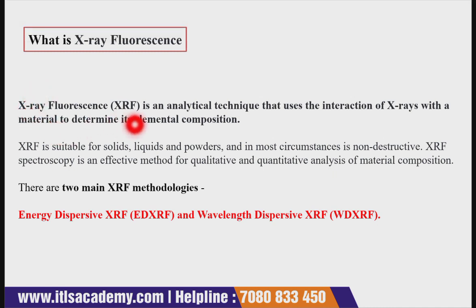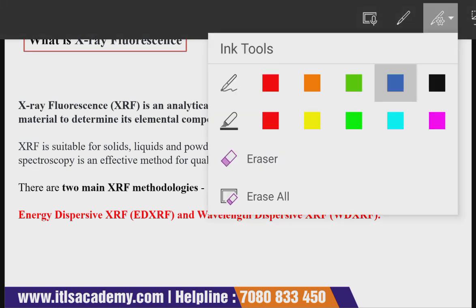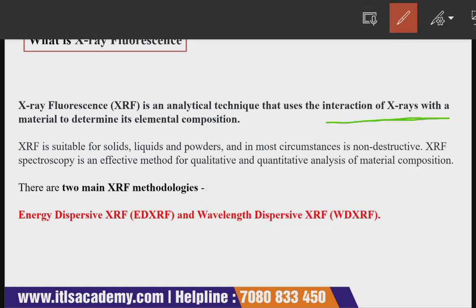Now, X-ray fluorescence spectroscopy is an analytical technique that uses the interaction of X-rays with the material to determine its elemental composition. X-ray fluorescence spectroscopy is suitable for solids, liquids and powders, and in most circumstances it is non-destructive, which we have already discussed in the previous lecture.